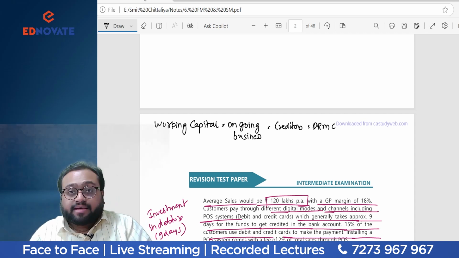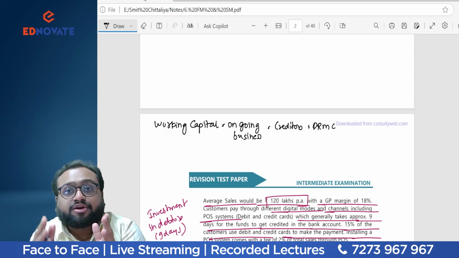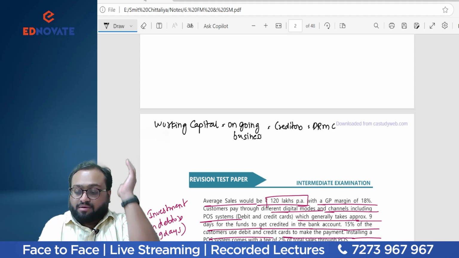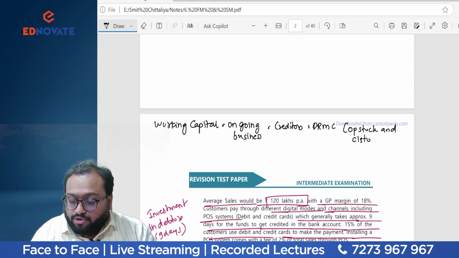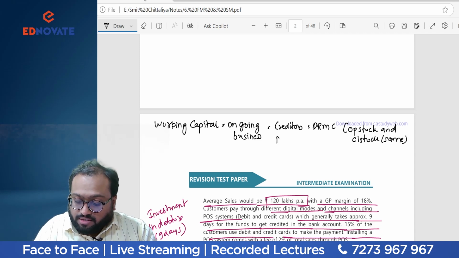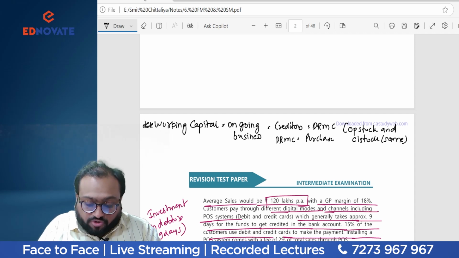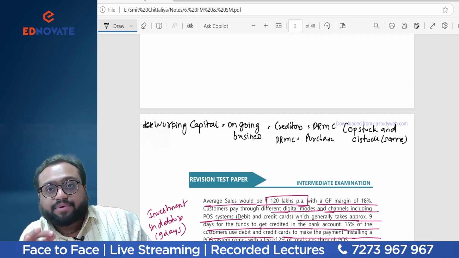Creditors will be valued at DRMC, that is direct raw material consumed, because here opening stock and closing stock are valued the same, and thus DRMC is equal to purchases. This is a short revision for the students who are solving the sums on working capital, practicing working capital on the day of exam.